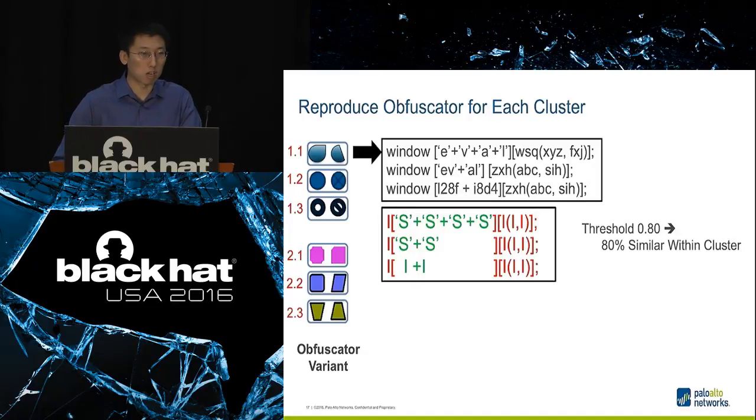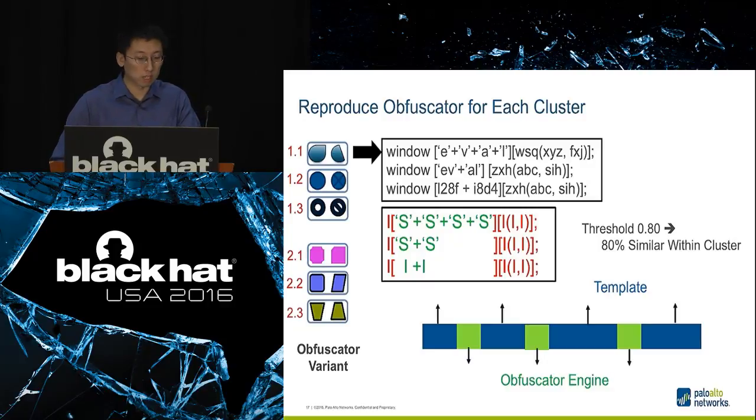But the gap part is most likely generated by the obfuscator engine. And since it covers less than 20% of the samples, it is hard to figure out what the obfuscator engine looks like.